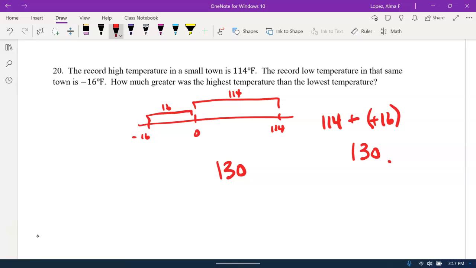I don't know why I chose to show you that one visually, but that's another way you can think about it, and it goes with the definition of integers that we saw at the very beginning.